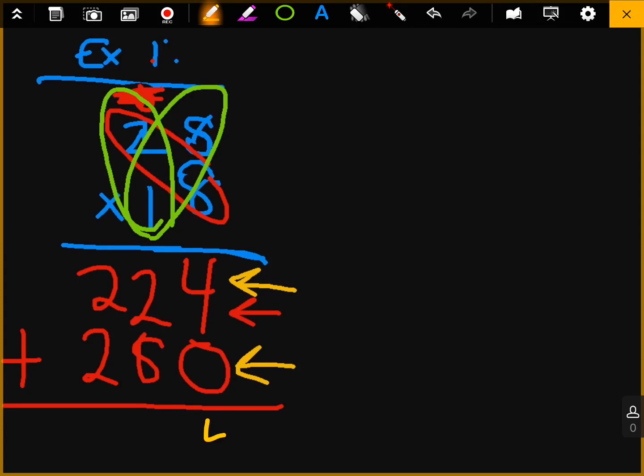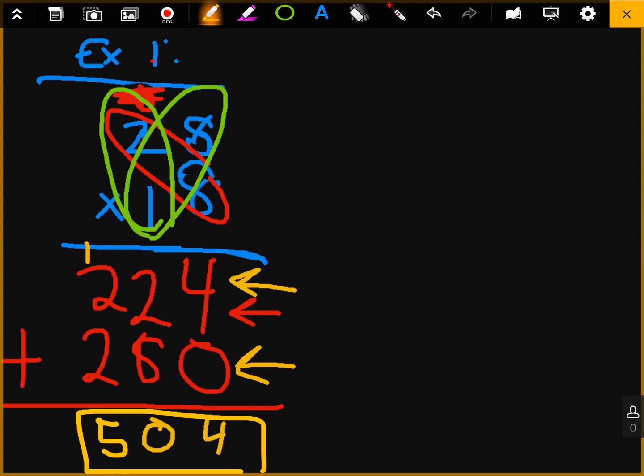So 4 plus 0 is 4. 8 plus 2 is 10, so you put the 0 here, and you carry the 1. 2 plus 1 is 3, plus the 2 here is 5, and that's our final answer, 504.